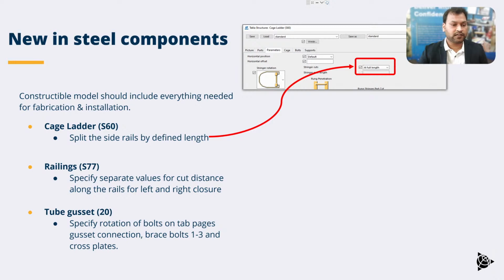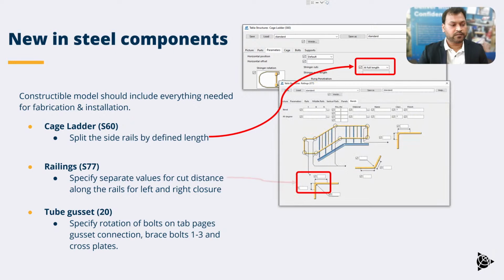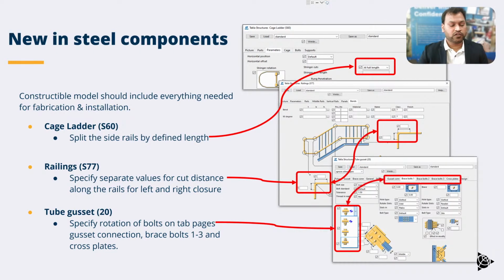In the cage ladder, splitting the rails by length is now possible. And in railings with the S77 component, previously it was not possible to differentiate the two handrails with the end details where length is given in the component, and now this has been separated. In the tube gusset component, for example, in the bracing bolts, we have added an option to control the bolt rotations.